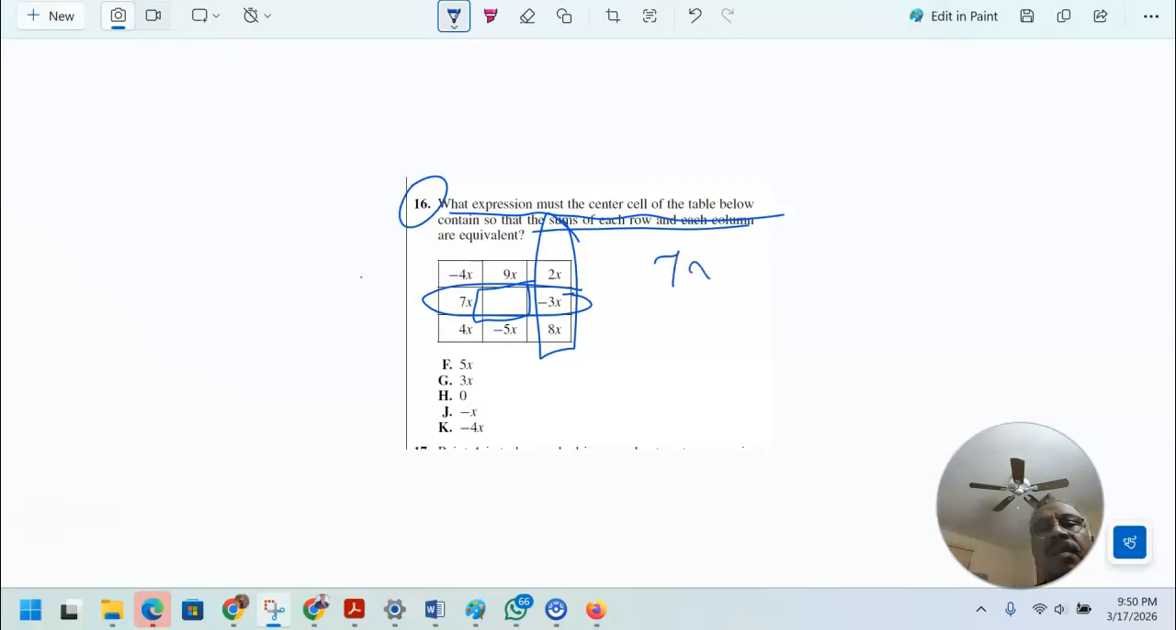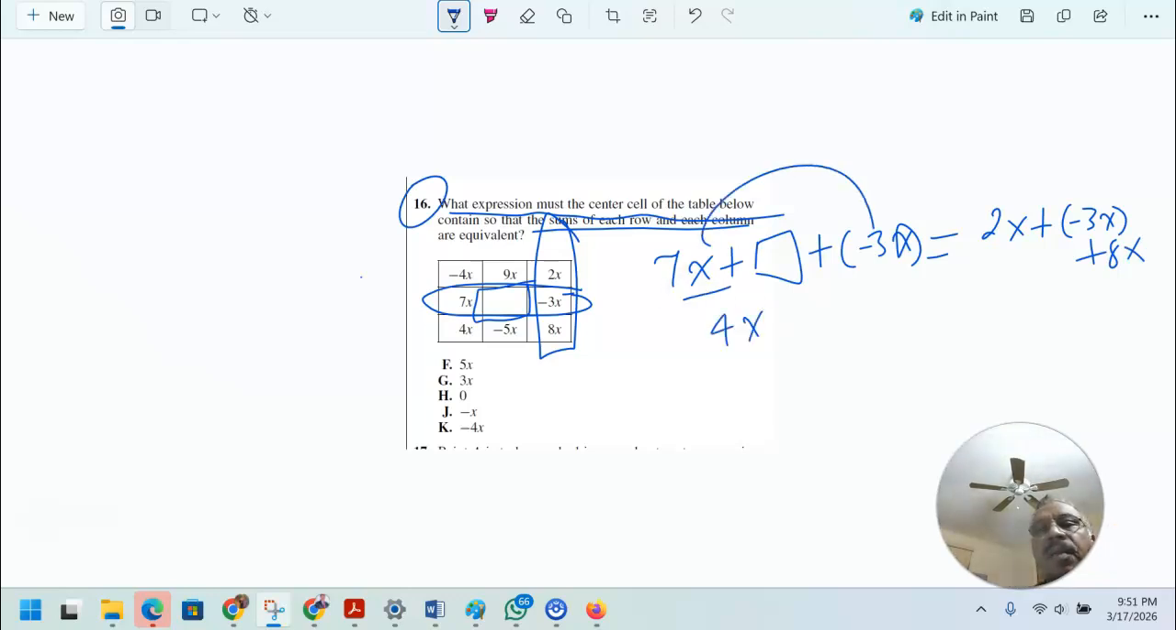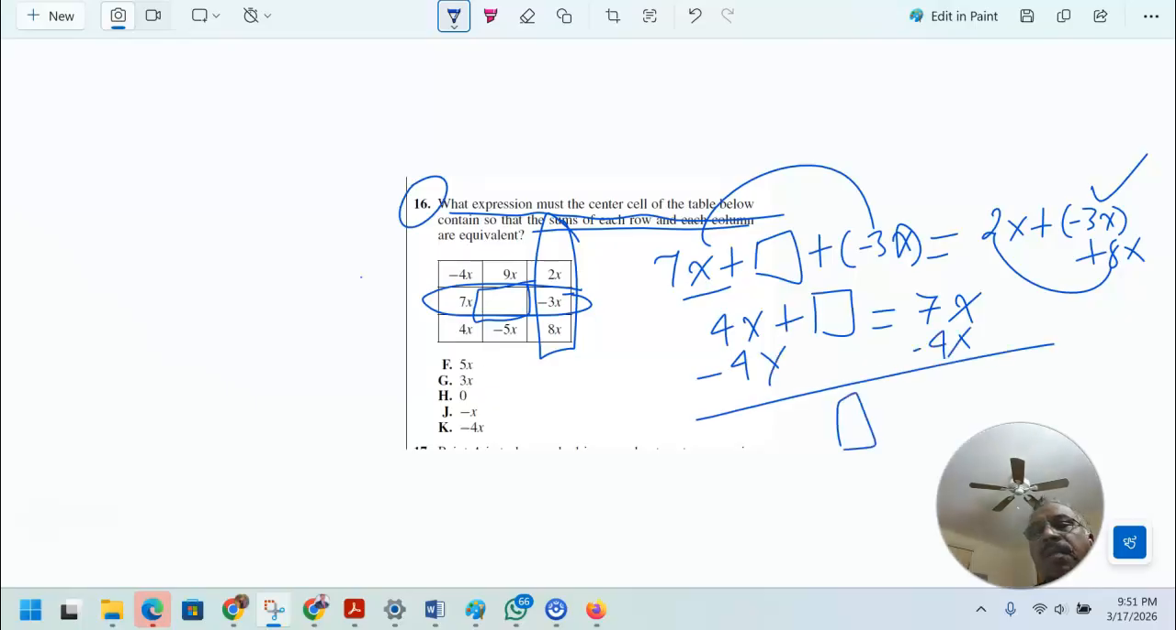So that means 7x plus, and this is what I don't know. So minus 3x should be the same as the column, that means 2x plus minus 3x plus 8x. So this 7x minus 3x will give you 4x plus, this is what we need to figure out. And this 8x and this will be 10, and 10 minus 3 will be 7x. And if you subtract 4x from both sides, you get the answer as 3x. And that's the answer.